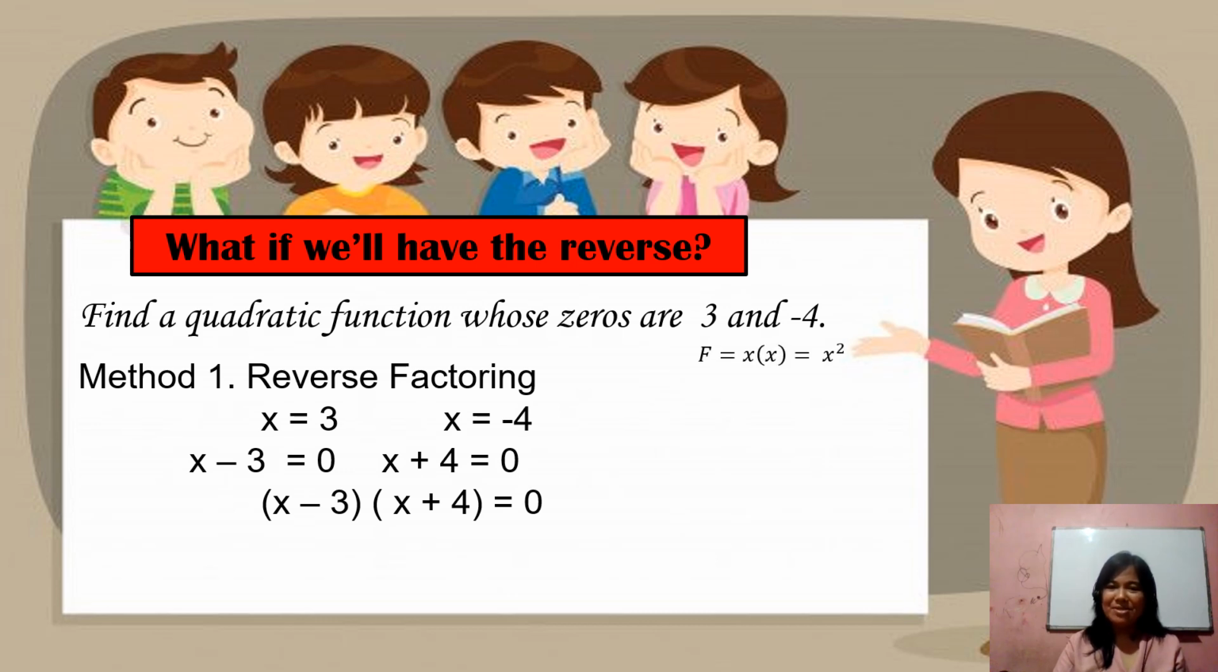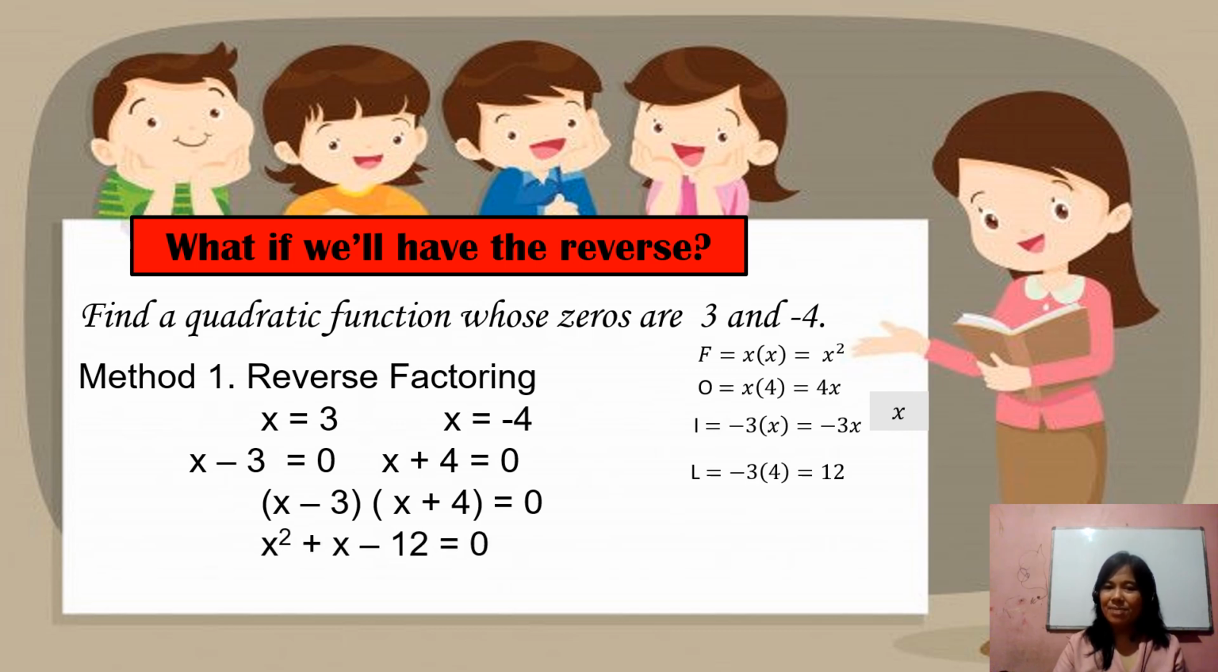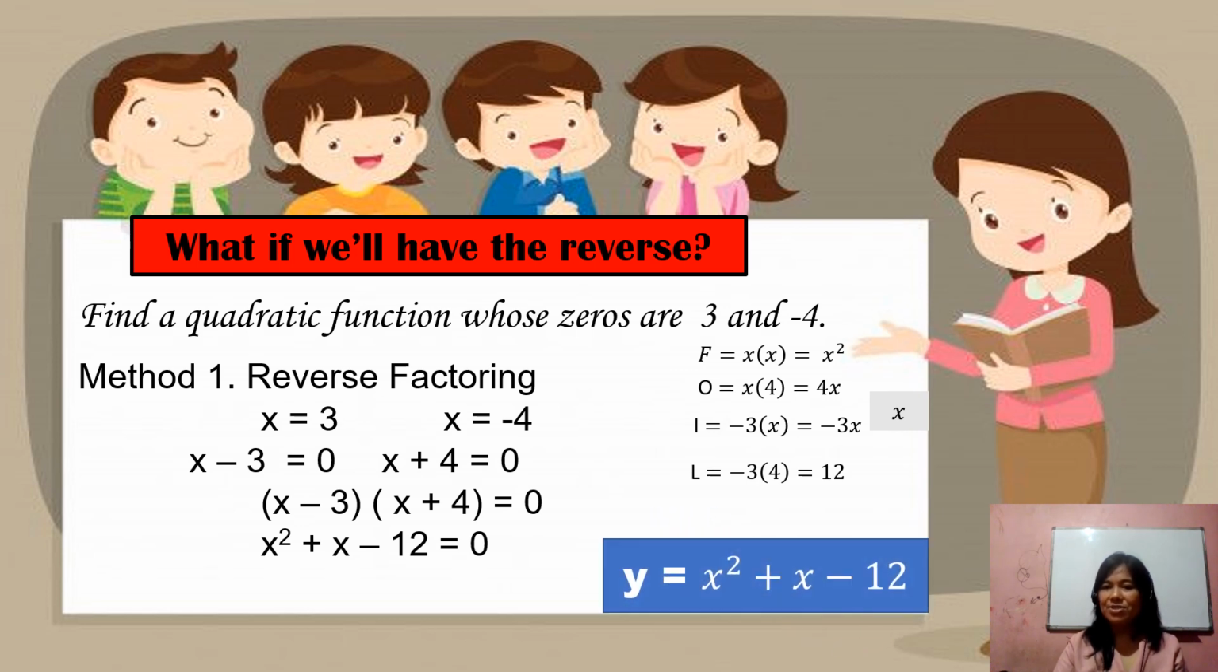Okay? So, x times x is x squared, 4x, negative 3x, and then negative 12. Then combine 4x and negative 3x, so that must be x. So here, we have x squared plus x minus 12 equals 0. We just replaced the 0 with y. So we have a function of x squared plus x minus 12.